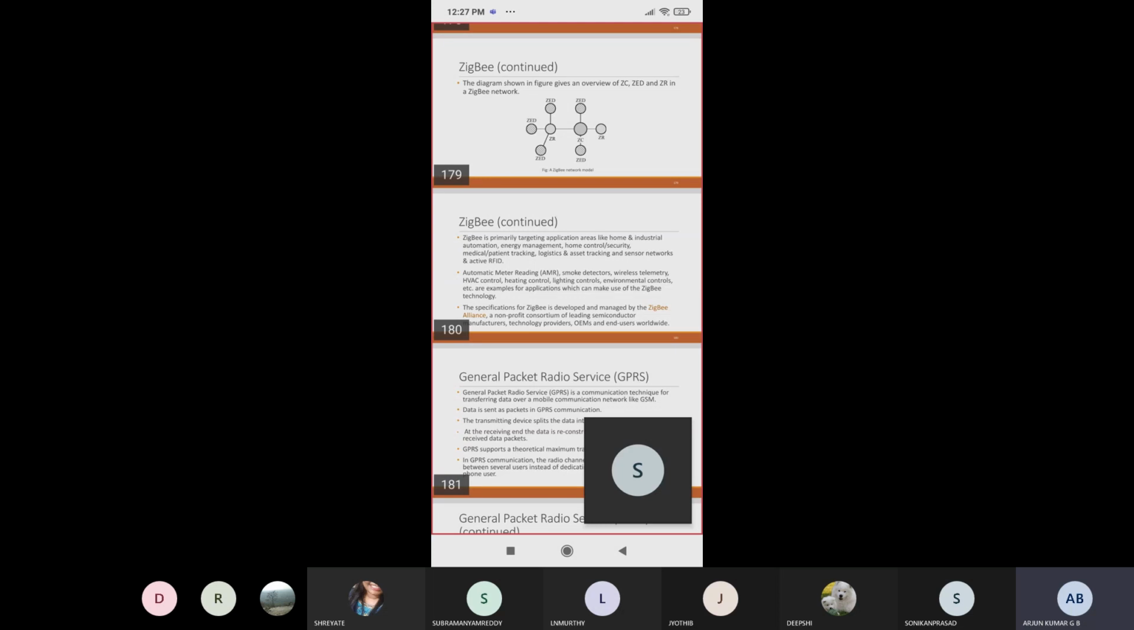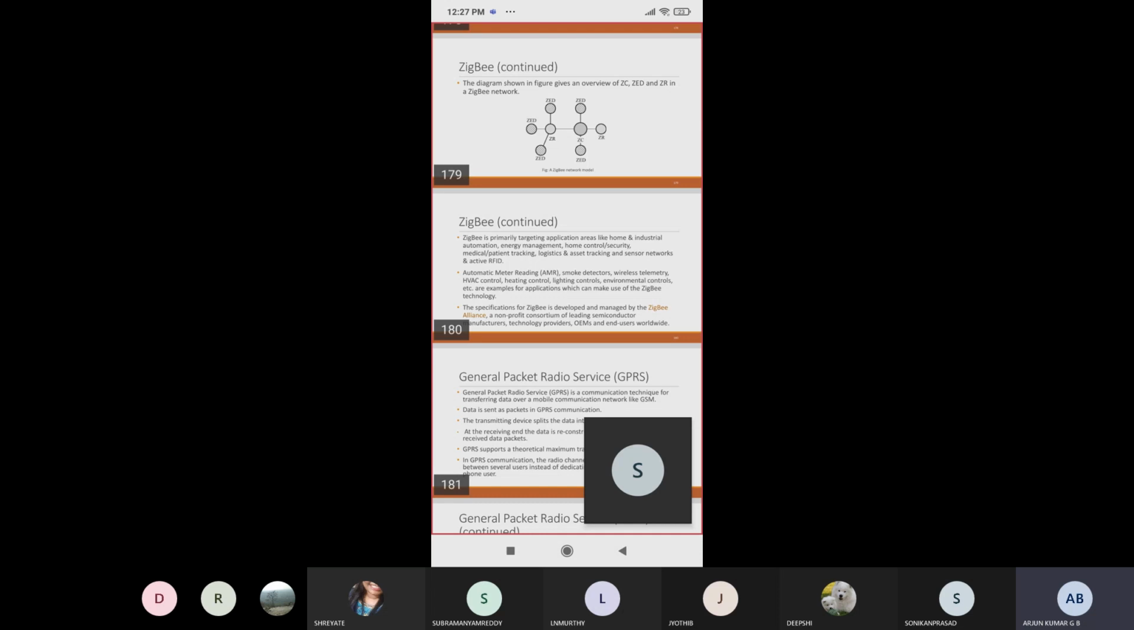Otherwise, energy management, some automations, home control, they are using this Zigbee communication system. And then automatic meter reading, smoke detectors, wireless telemeters, HVAC control, heating control, lighting controls, environmental control. These are the applications which can make use of Zigbee technologies. For light control, everything they are using Zigbee.